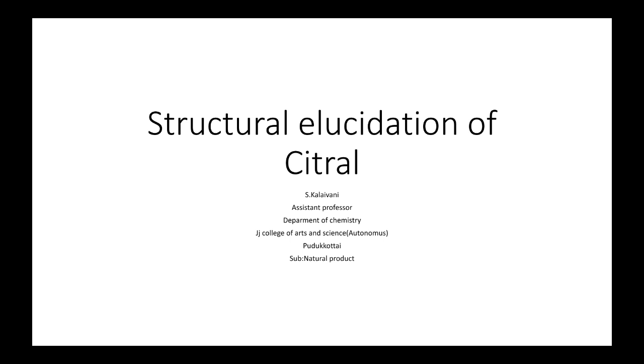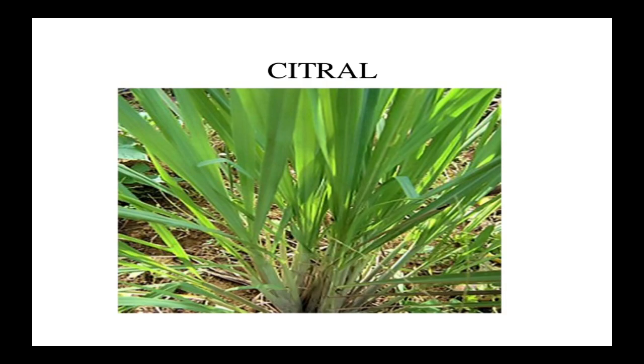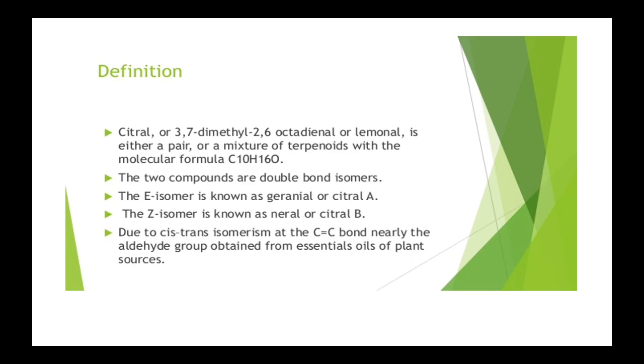Today I am going to discuss the structural elucidation of citral. Citral is chemically named 3,7-dimethyl-2,6-octadienal, or lemonal. It is derived from lemongrass, and that is how we get the name lemonal.